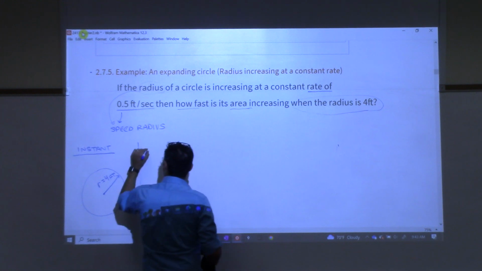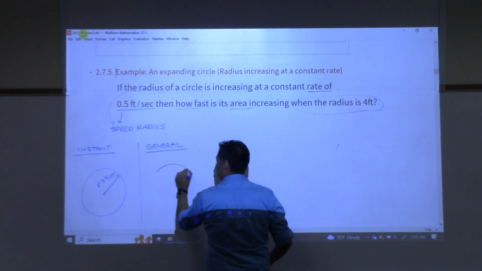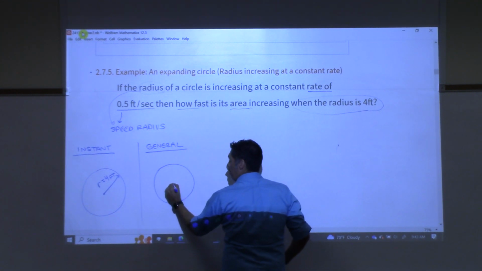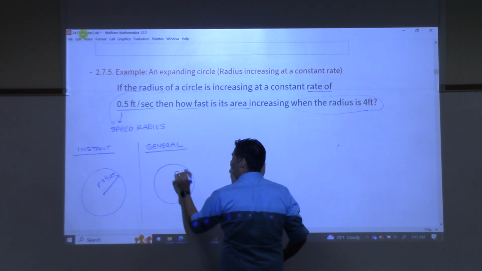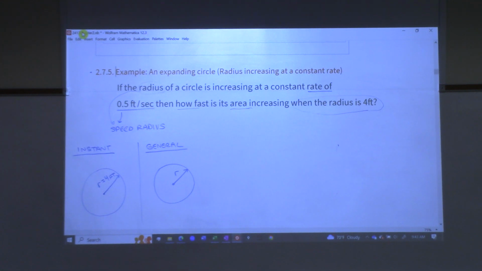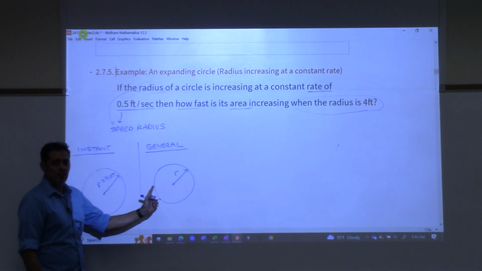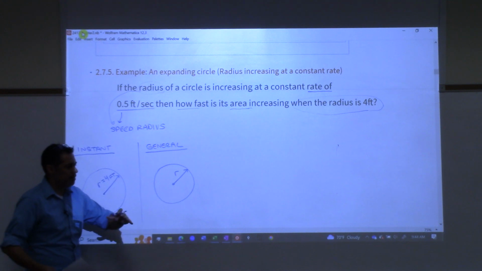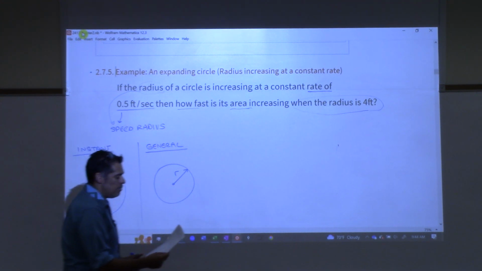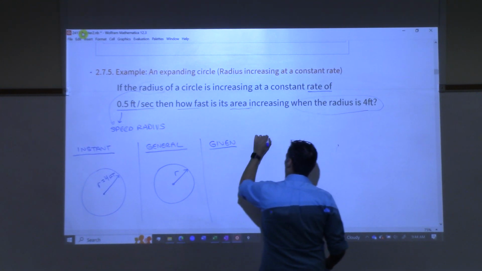My next picture is the general picture. And in the general picture, my circle is growing, right? So I have r here, and I'm not going to put r equals 4. I'm just going to put r because the radius is changing. Y'all understand the difference between these pictures? In this one, the radius is fixed. In this one, the radius is r, and so that radius can be anything, right? Okay, that's the first two. Now, let's write down what we're given. And then we'll write down what we want.